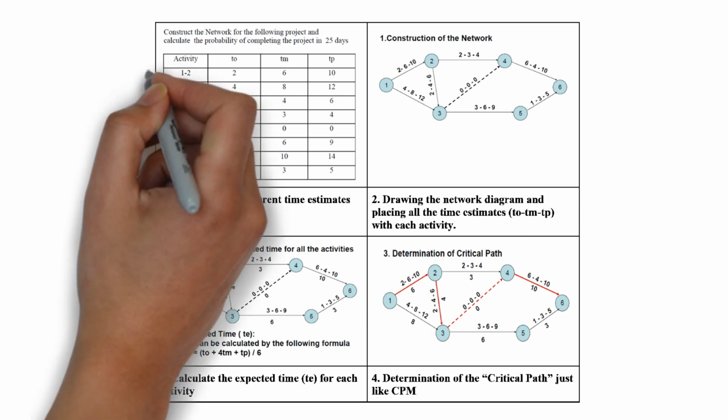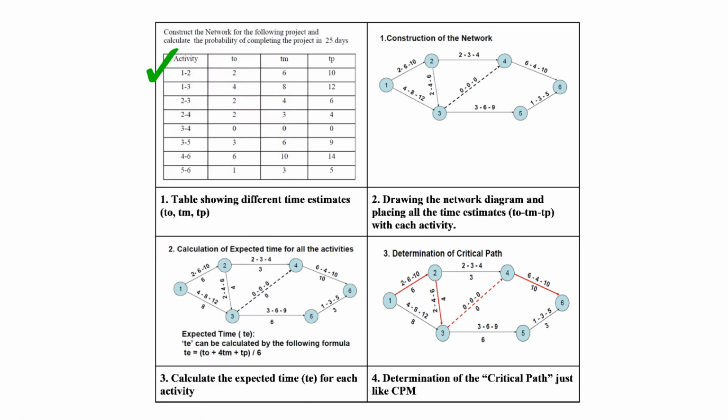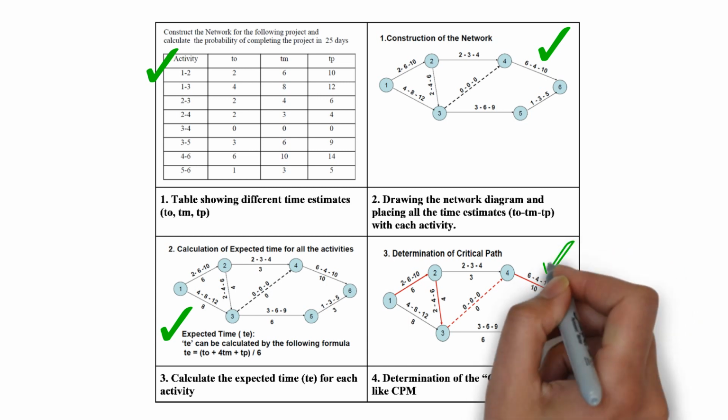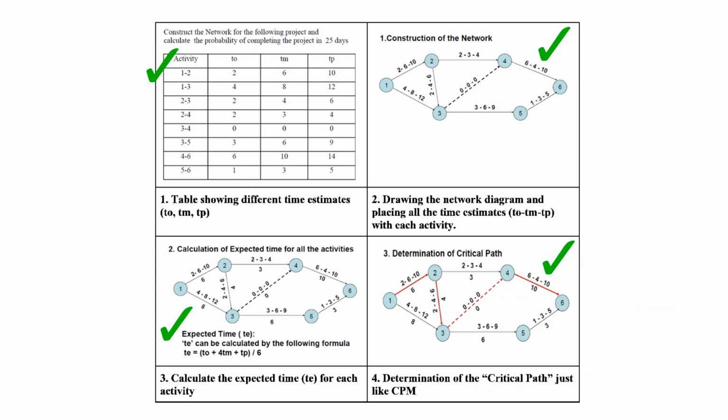In this figure, the table shows different time estimates for different activities in a project. The network diagram is drawn and all the time estimates for each activity are put on the top of the arrow for the respective activity. Then we calculated the expected time for each activity using the given formula and placed the expected time for each activity on the top of the arrow for the respective activity. Then finally determine the critical path just like the critical path method after adding expected times for different possible paths.